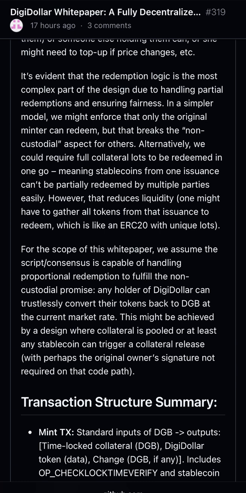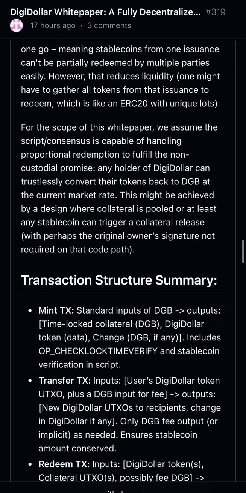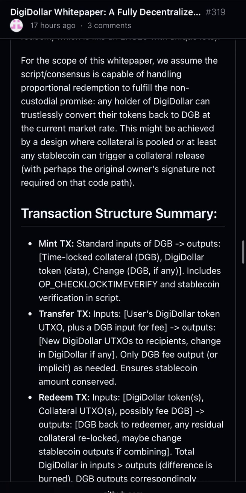However, that reduces liquidity. One might have to gather all tokens from that issuance to redeem, which is like an ERC20 with unique lots. For the scope of this white paper, we assume the script consensus is capable of handling proportional redemption to fulfill the non-custodial promise. Any holder of DigiDollar can trustlessly convert their tokens back to DGB at the current market rate. This might be achieved by a design where collateral is pooled, or at least any stablecoin can trigger a collateral release, with perhaps the original owner's signature not required on that code path.